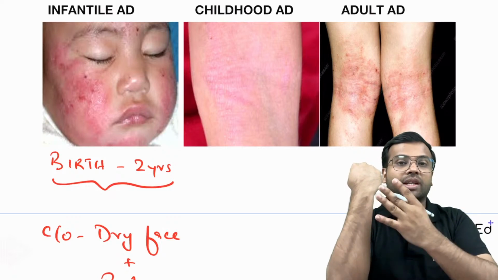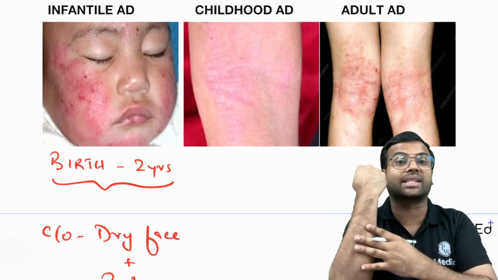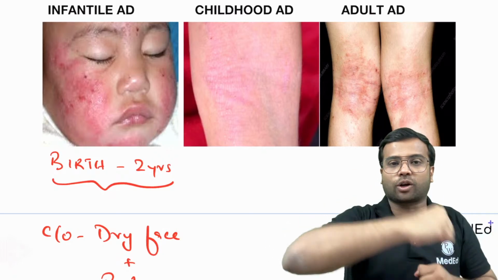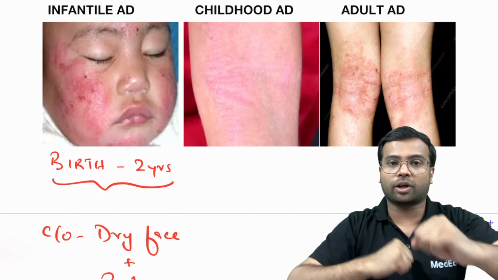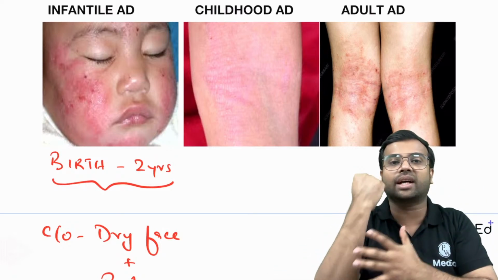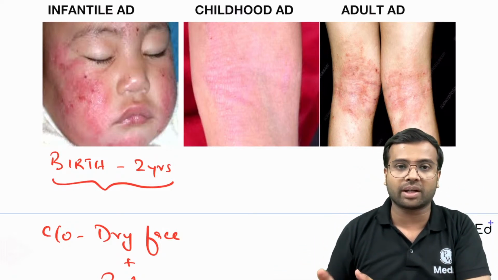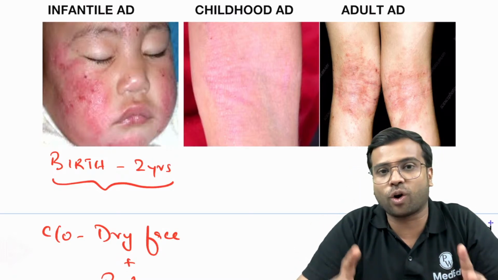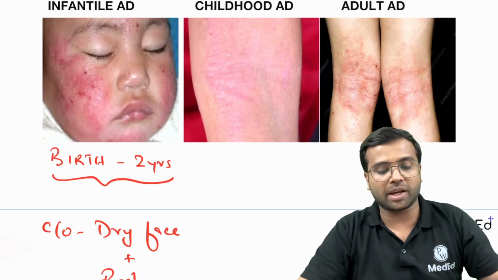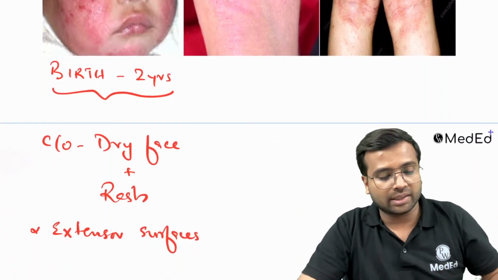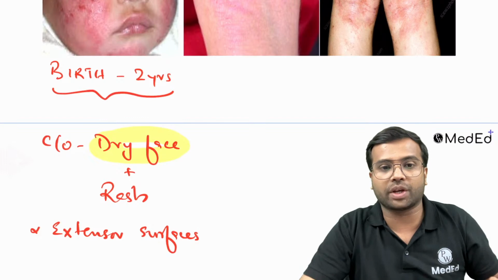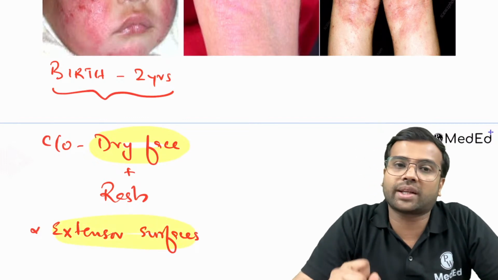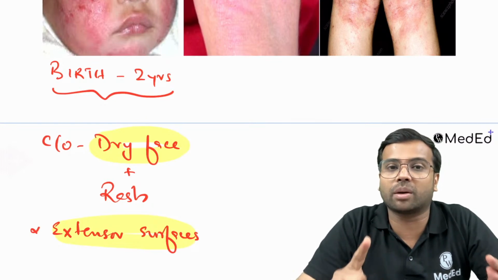The area important that you have to remember is the extensor surface, because just try to imagine that these are crawling infants. Once they are crawling, the area that is getting in contact with the environment is going to be the extensor surface, and they would be having a rash over the extensor surface. So please make a note of it. Very important point, that facial rash along with extensor surfaces rash is what can be seen when it comes to atopic dermatitis in an infant.